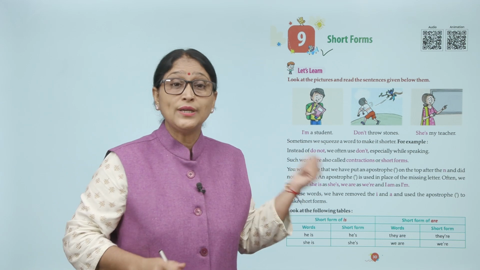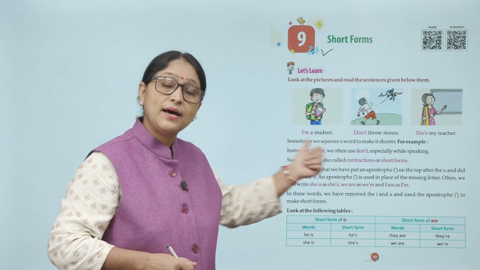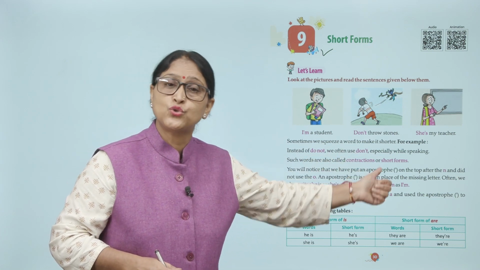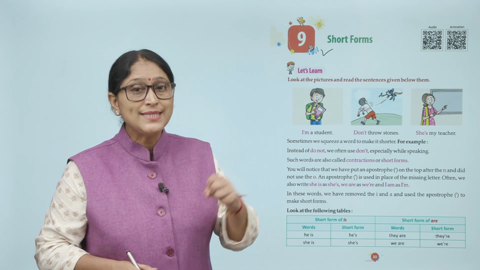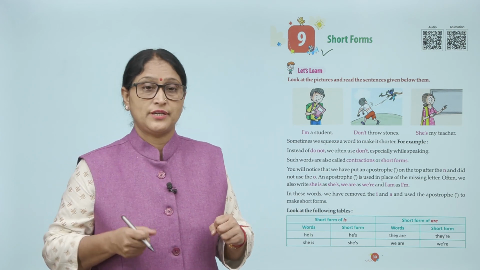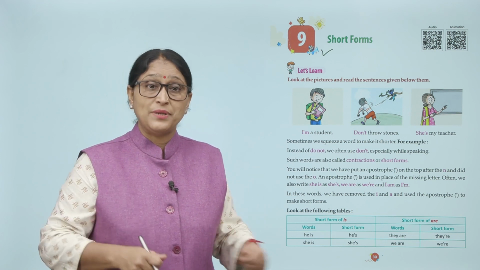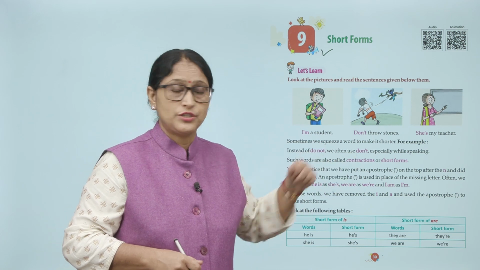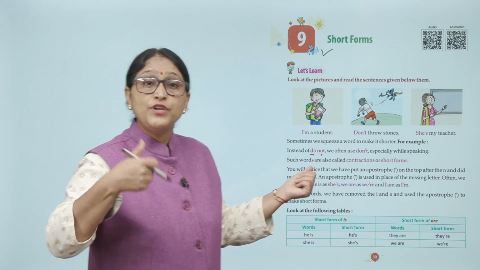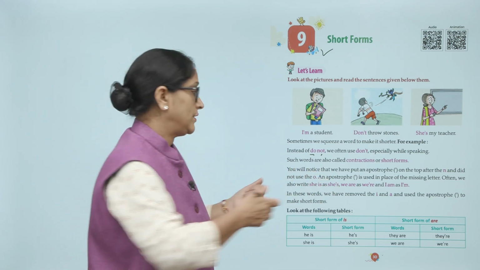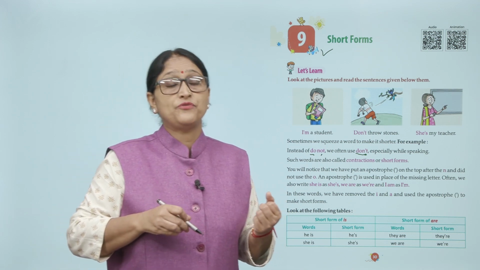Let's learn. Look at the pictures and read the sentences given below them. I am a student. Don't throw stones. She is my teacher. Sometimes we squeeze a word to make it shorter. कभी कभी हम word को short कर देते हैं, उसको shorter बनाने के लिए. For example, instead of do not, do and not, we often use don't like this, don't, by putting apostrophe.